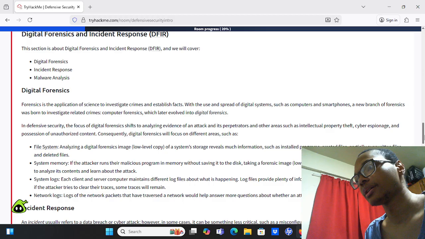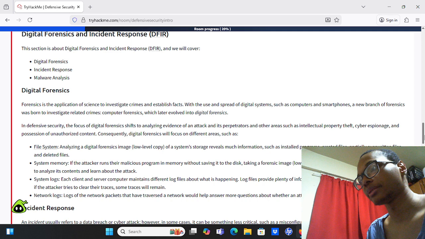System memory. If the attacker runs a malicious program that is never saved to disk, the memory still holds it. Taking a forensic image, a low-level copy of the system memory, is the best way to analyze its contents and learn about the attack.